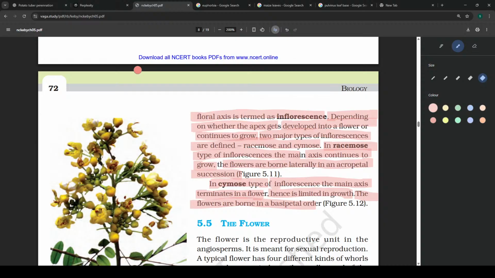meaning at that time the shoot will stop growing. It is a limited inflorescence, limited in growth. Cymose is limited in growth. Racemose has unlimited growth. There is no flower at the tip, so the plant can grow indefinitely.